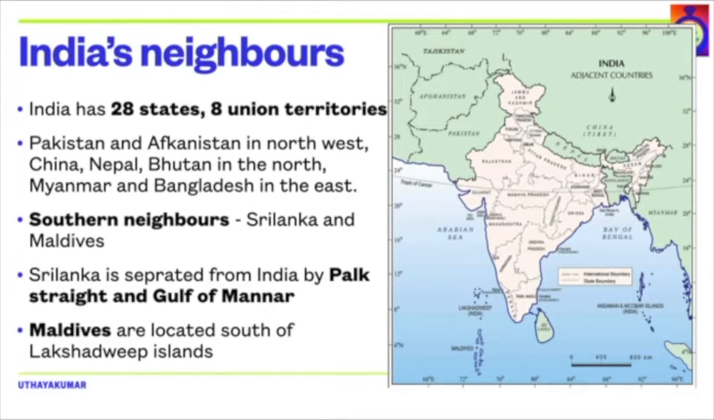Sri Lanka is separated from India through Palk Strait. Palk Strait separates Gulf of Mannar and Bay of Bengal. A strait means a narrow belt of sea that separates two large parts of oceans. That is called the Palk Strait. Maldives are located south of Lakshadweep Islands group of our country.